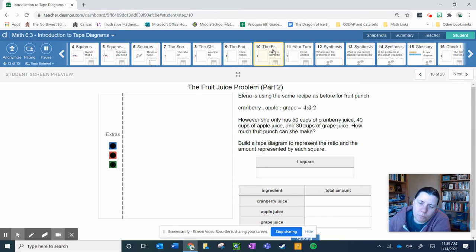Okay. So for this one, I don't think we're going to do this one all the way to the end. I'll just get you started because I think if you understand slide 9, then you can do this problem. Elena is using the same recipe as before for fruit punch. Cranberry to apple to grape is 4 to 3 to 2.